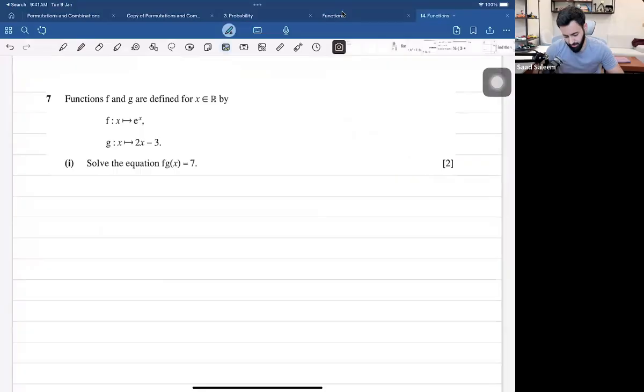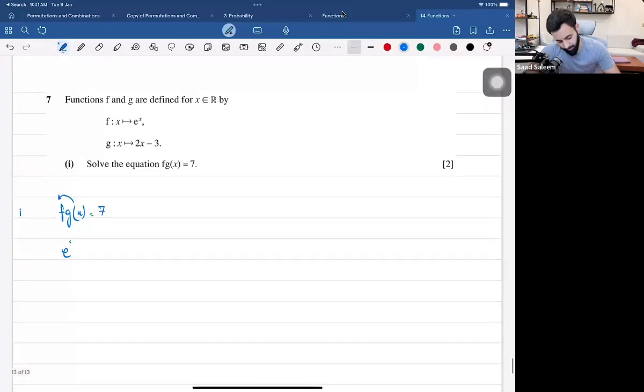Okay, so functions f and g are defined for x belonging to the set of all real values. So f of x equals e power x, g of x equals 2x minus 3. And in part 1, the question says f of g of x is equal to 7. So that means we're going to plug in function g in function f. So that means e raised to the power 2x minus 3 is equal to 7. So I hope you guys remember how to solve exponential equations like these. What should I do?